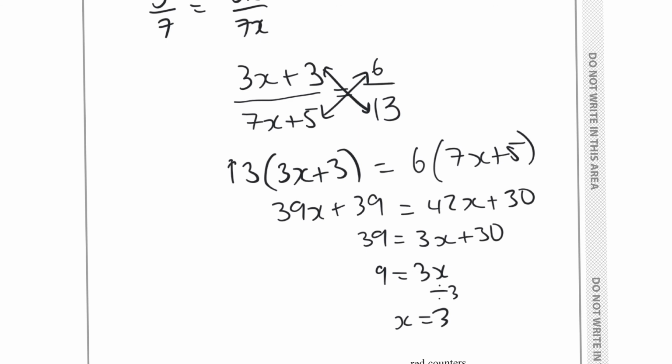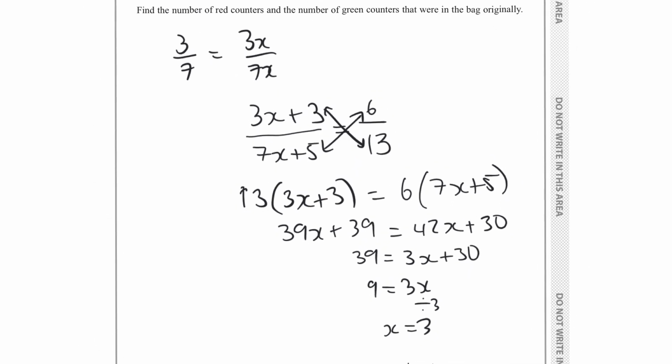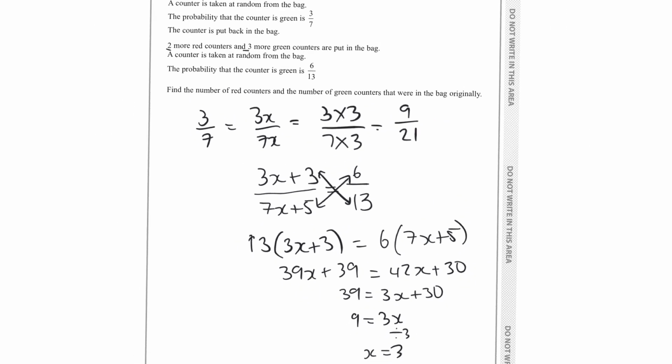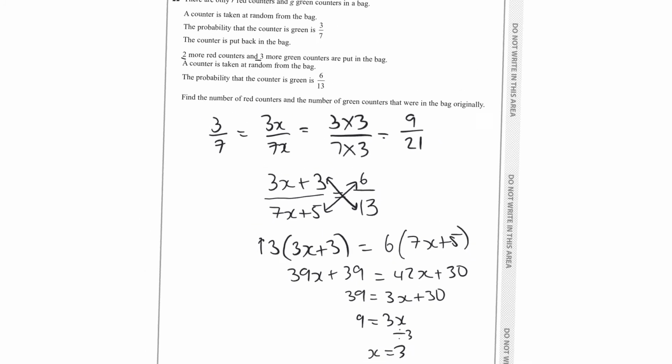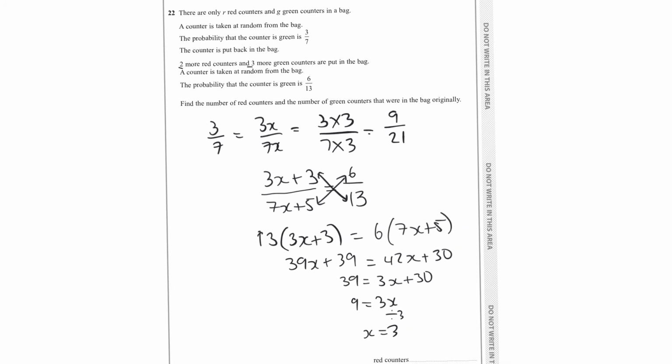So now we know what x is, we can actually work out the number of green counters and the number of red counters. It's going to be our 3 times our 3 for the green counters, and the total counters we know would be our 7 times our 3. So that's going to be 9 over 21. We therefore know that we have 9 green counters, and then to work out the red ones, we're going to do the 21 minus 9, because 21 is our total, and that would leave us an answer of 12. So we've got 12 red counters, and that is your final answer.